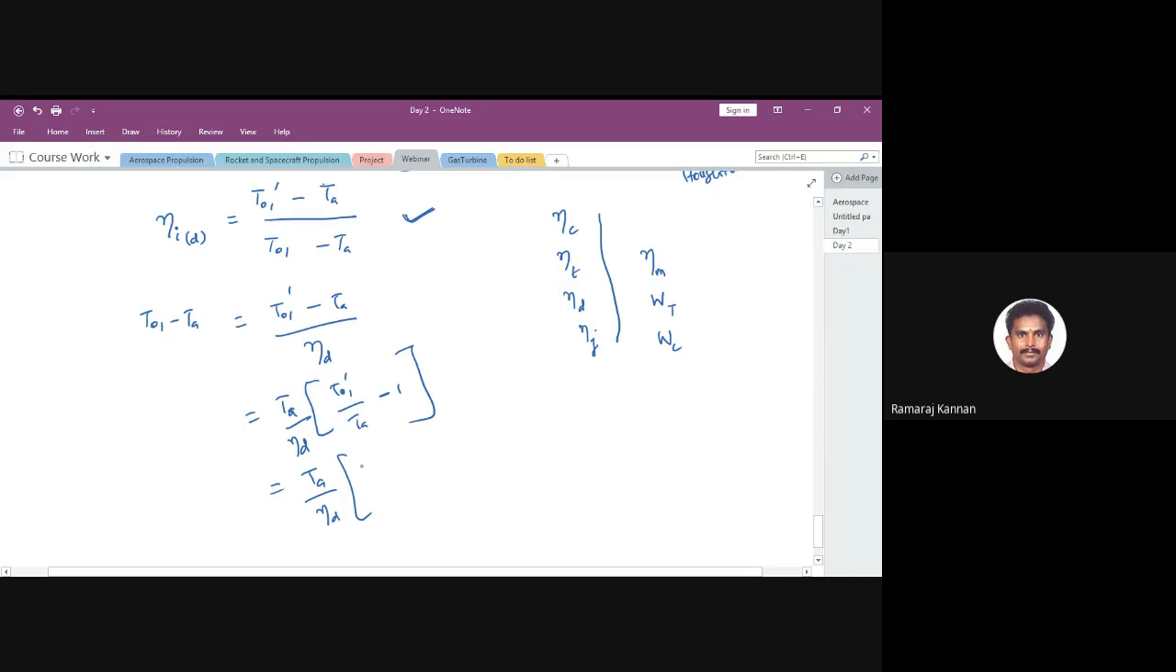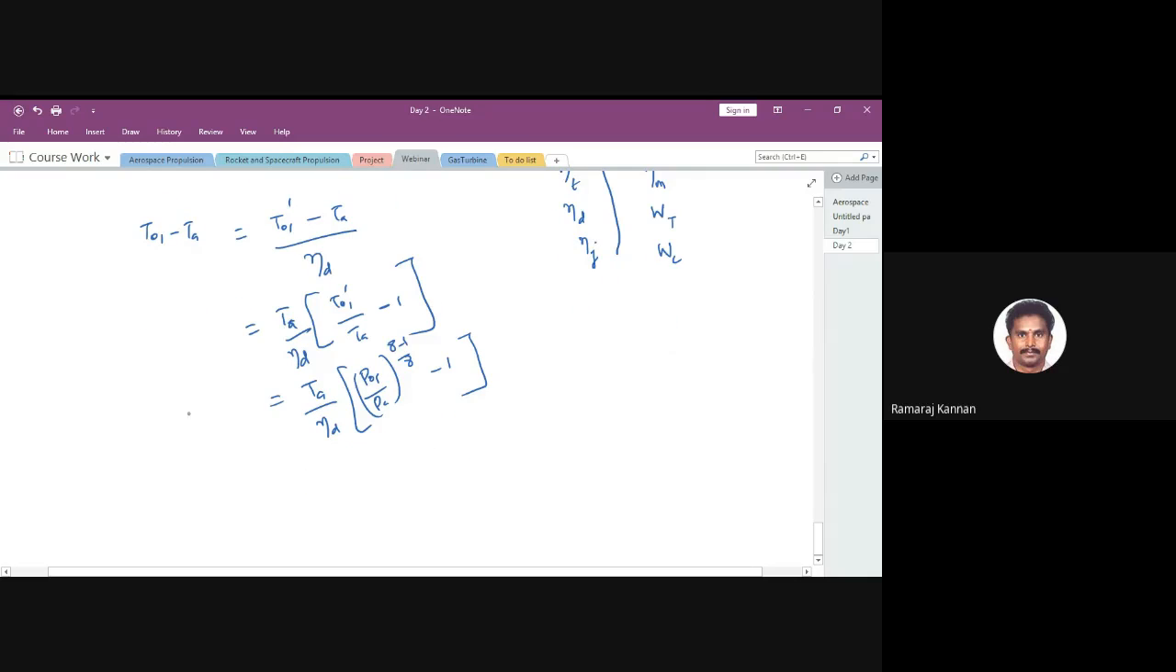So how much temperature rise and all we can work out. Or otherwise, what we can do straight away is have the relation for your P01 by PA.